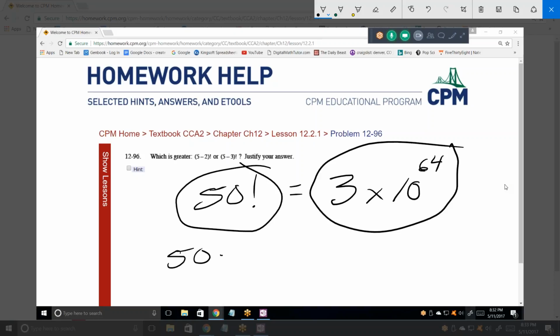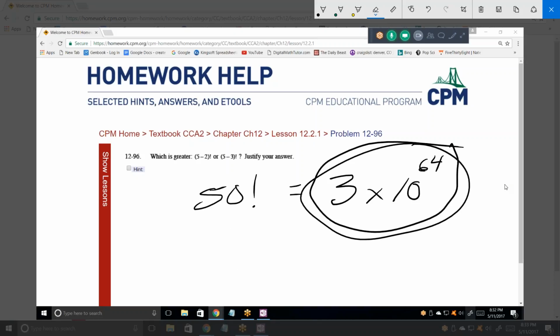That's 50 times 49 times 48. How in the world do they get to this size number? But it's true. Put it in your calculator. You'll get that number. 50 factorial is big.